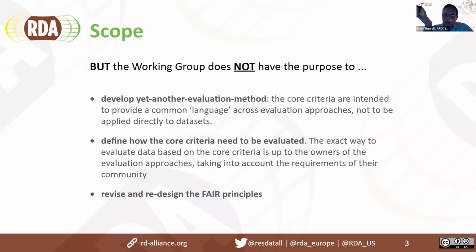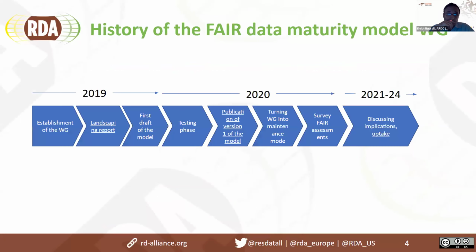We were not intended to set up a new evaluation method or to define how the core criteria would need to be evaluated. And we definitely did not want to redesign the FAIR principles. So we were established back in 2019, and first of all, we did a bit of a landscaping report to find out what already existed, and then we started consulting with the community to find out what should be in the model, what should those indicators be that should be in the actual FAIR self-assessment tool. So that ended up resulting in a published model, and from then onwards we went into maintenance mode.